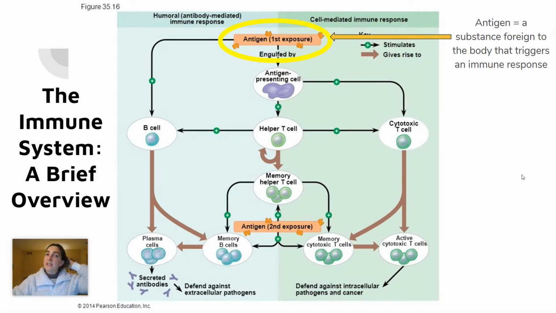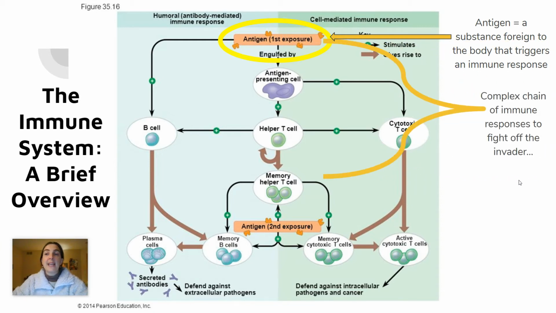So first of all, this process starts when your body is exposed to something called an antigen. That's just any substance that triggers an immune response. It could be a molecule on a bacteria. It could be those proteins on the outside of a virus. It could be a fungus. It could be a lot of different things. That antigen triggers a whole cascade of events that allow your body to fight off that invader.